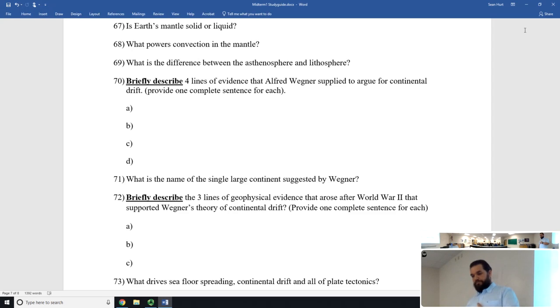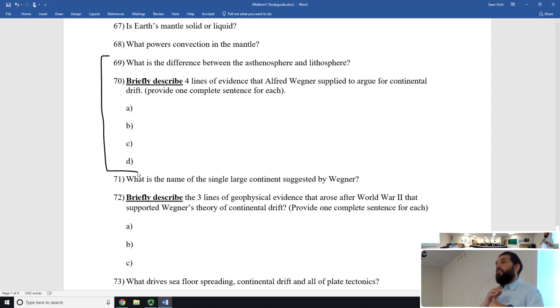Okay, what's the name of the single large continent suggested by Wegener? That's Pangaea. Oh, I'm sorry, I totally skipped a bunch of things. Silly me. Okay, the difference between mantle asthenosphere and mantle lithosphere. Mantle lithosphere is hard, brittle, stony, right? It breaks like a rock. You hit the lithosphere with a rock, it crumbles. The asthenosphere is relatively weak, pliable, foldable, plasticine. It can mold, it can bend, it's more like silly putty.